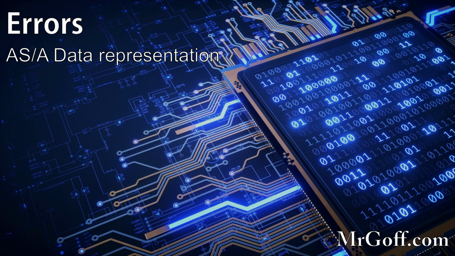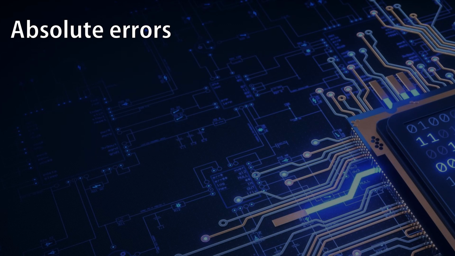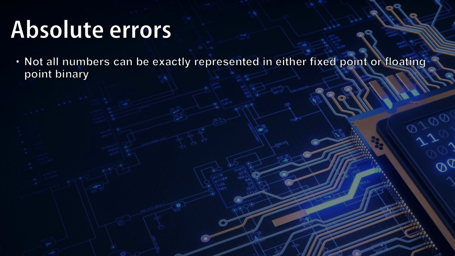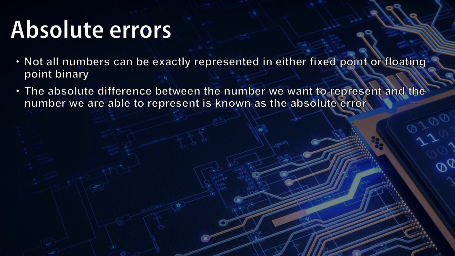This video will focus on absolute and relative errors. Not all numbers can be exactly represented in either fixed point or floating point binary. The absolute difference between the number we know we want to represent and the number we're able to represent is known as the absolute error.